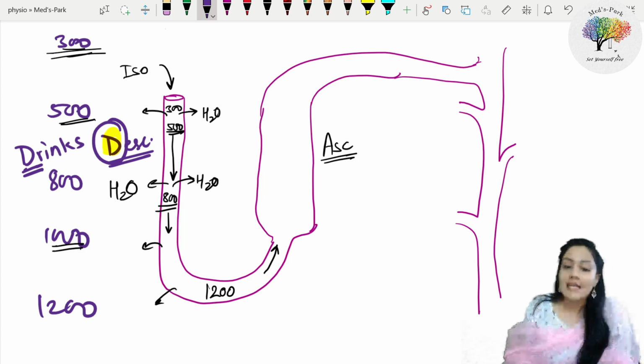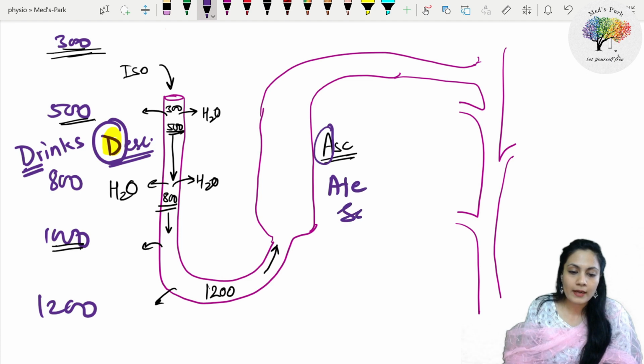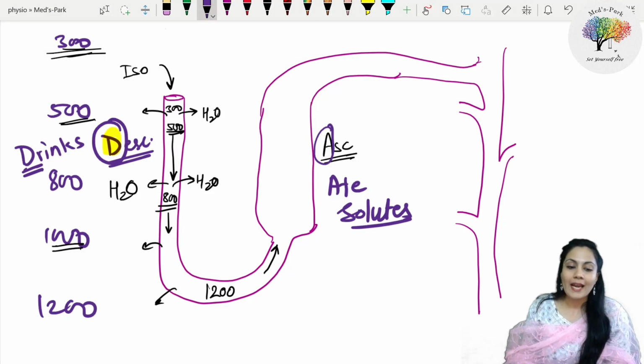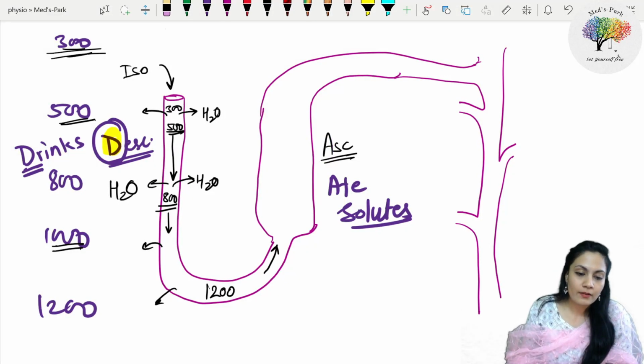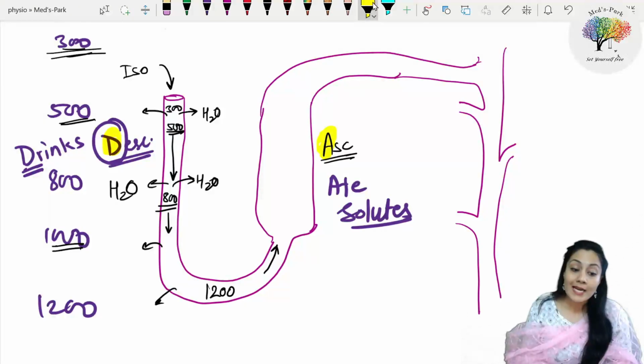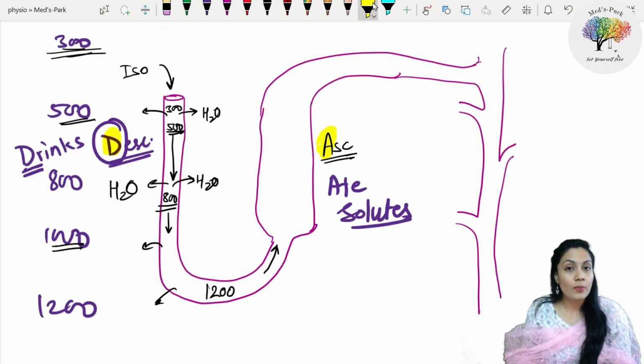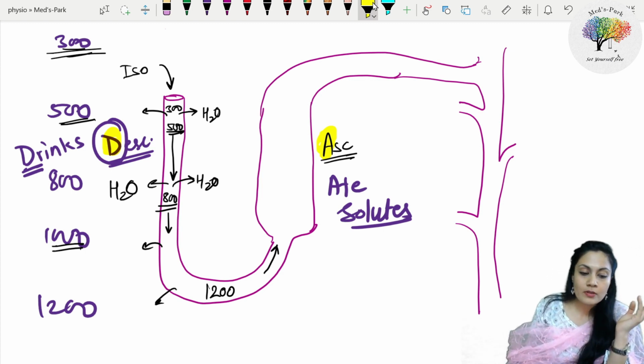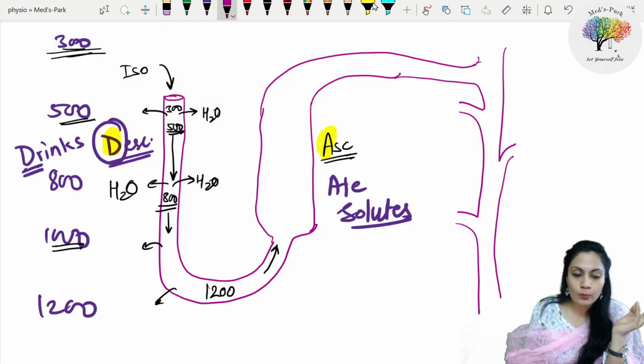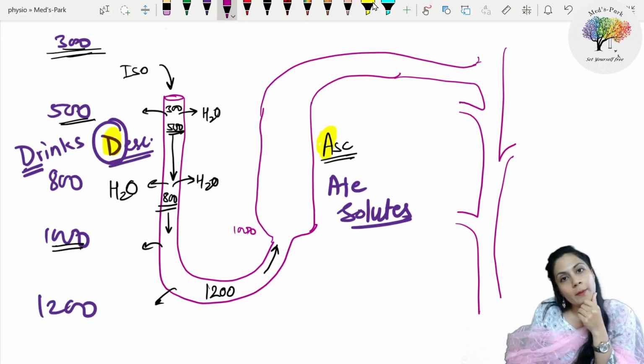Moving to the ascending limb of loop of Henle, A. Remember, it ate solutes or salts, right? So A for ate solute, that means it is permeable for the solutes only and it is impermeable for water. Now the reverse thing is going to happen as we go up. Suppose when the tubular fluid came over here, it was 1200 osmolarity. But outside, it is 1000. But it is not permeable for the water.